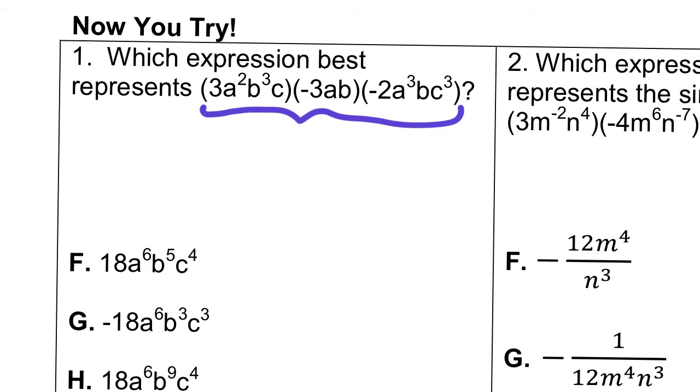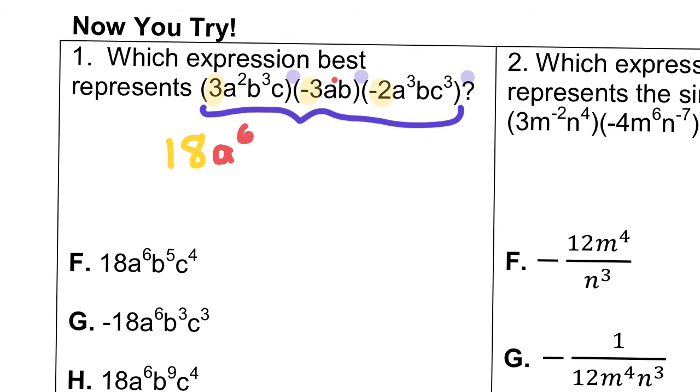First, I want you to notice that no powers are raised to a second power. These are all monomials being multiplied. And since they're all monomials, we will simply multiply the coefficients and add the exponents. So looking at the coefficients, we have 3 times -3, that's -9, times -2, that would be +18. Then let's look at each exponent. On the base of a, we have 2 plus an understood 1 there, plus 3. That would be a to the 6th power.